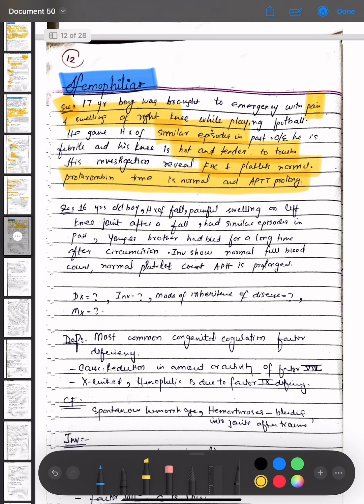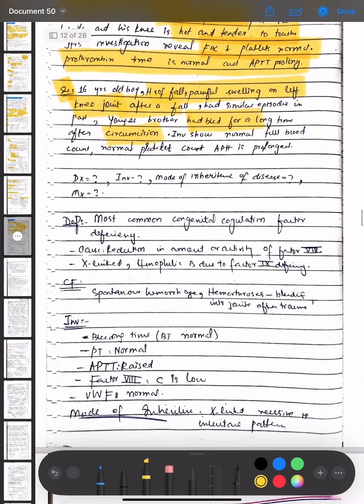Another scenario is a 16-year-old boy with a history of a fall and painful swelling of the left knee joint, who had similar episodes in the past. His younger brother bled for a long time after circumcision. Investigations show a normal full blood count, normal platelet count, and prolonged APTT. So what is the diagnosis, the investigation, the mode of inheritance of the disease, and the management?